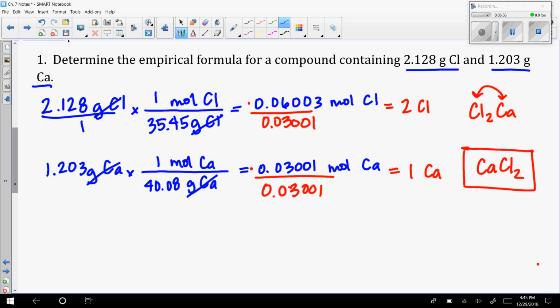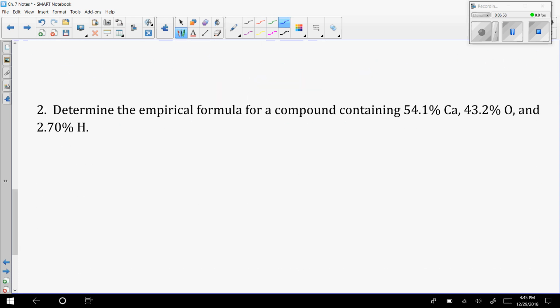All right, so let's do another example. It says determine the empirical formula for a compound containing 54.1% calcium, 43.2% oxygen, and 2.70% hydrogen. So this one has 3 elements in our formula, and we have percents. Now, when there are percents, the simplest thing to do is instead of writing a percent, we'll just write grams. Because if I have 100 grams, those percents would be the number of grams.